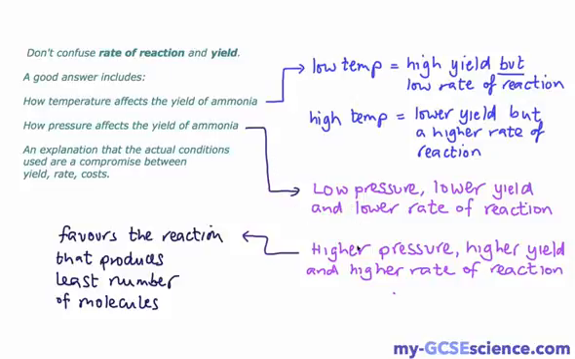and that's the stuff in purple, and also talk about this stuff here about favoring which reaction is favored. Okay, so that breaks it down nicely and explains it quite clearly. Of course, you can add the stuff about the catalyst as well.